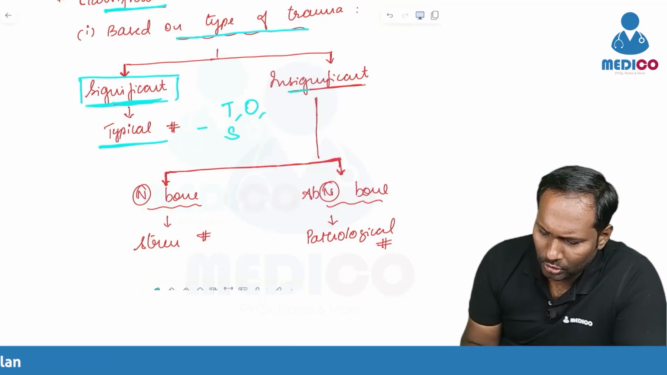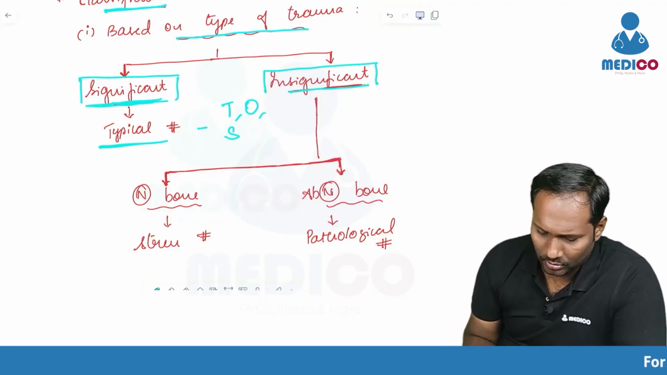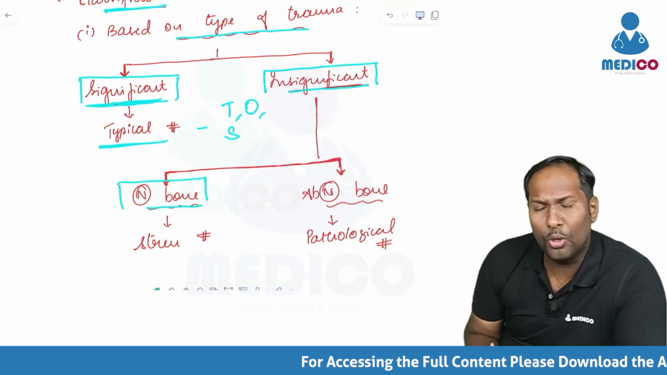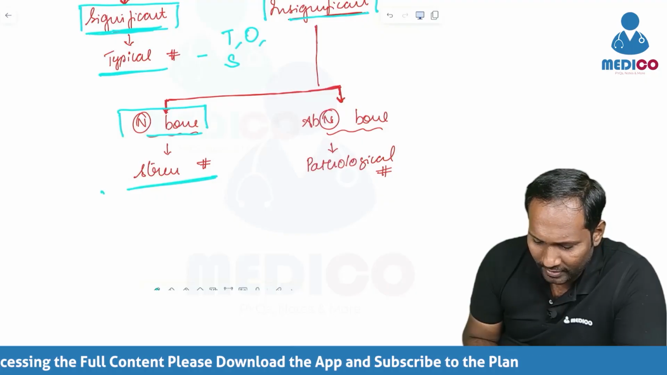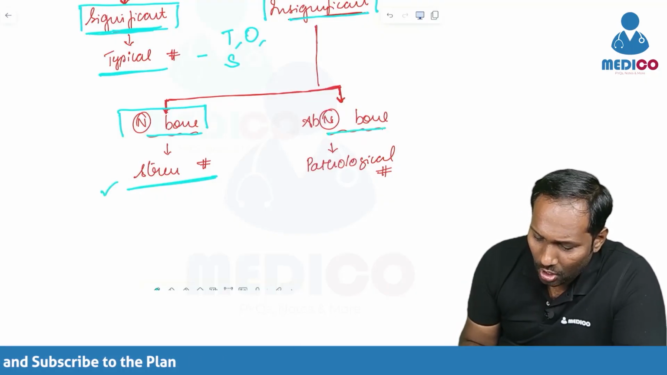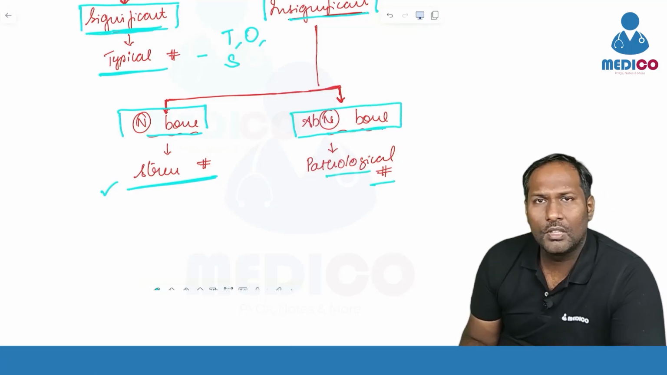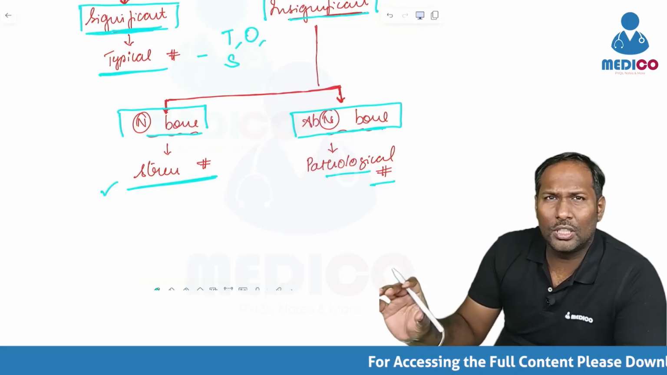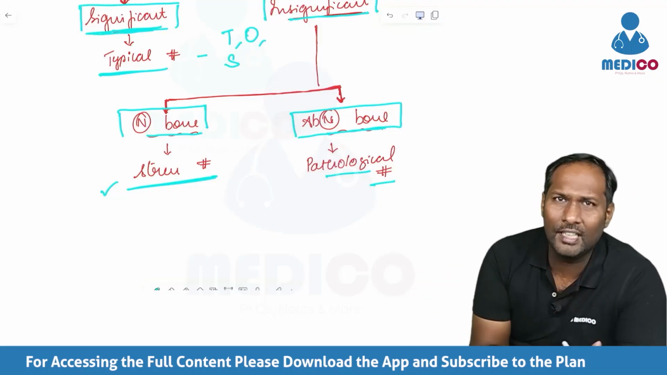If the force or the trauma is insignificant, then there are two possibilities. If the insignificant force is occurring on a normal bone in a repeated manner, you get something called a stress fracture. If the insignificant force is occurring on an abnormal bone, you get a pathological fracture. Why is this mechanism important? Because just with the clues in the question, you will be able to differentiate between a pathological fracture and a stress fracture and directly arrive at the answer.